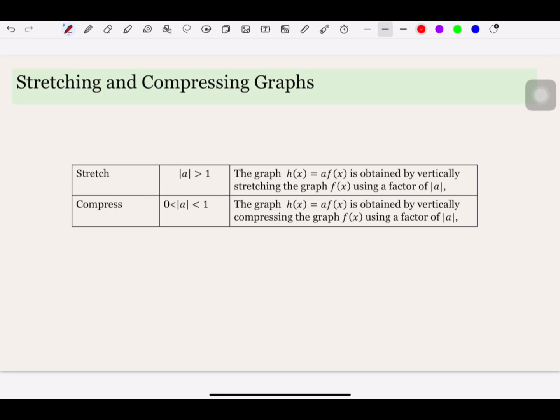Okay, let's talk about vertical transformations of a function. When we multiply a function f of x by a constant a, you get a new function h of x as a multiplied by f of x. This causes a vertical change in the graph of f of x, depending on the value of a. If the absolute value of a is greater than 1, the graph of f of x is vertically stretched.